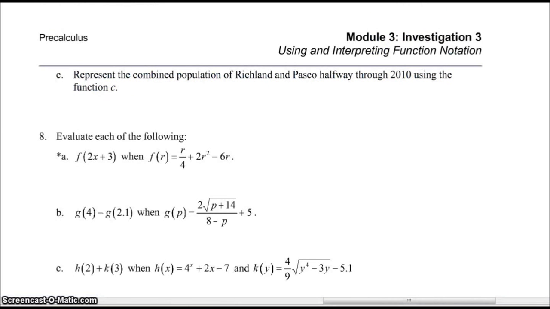Now we need to represent the combined population of Richland and Pasco halfway through 2010 using the function c. So halfway through 2010 tells me we're going to need a 0.5 on our answer. And then we just need to subtract 2010 minus 1987. So you can check, 2010 minus 1987 is 23. So we're 23 and a half years after 1987. That's c of 23.5. And that's how we represent the combined population of Richland and Pasco halfway through 2010 using the function c. And we could plug in that number to the function c and get a value if we wished.